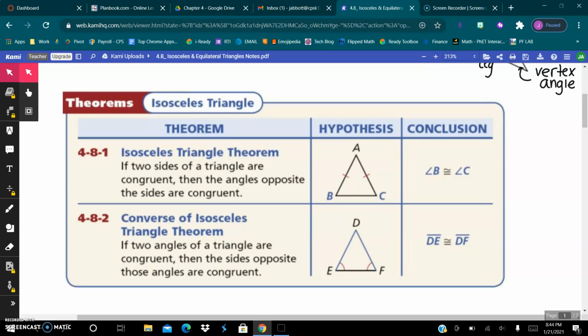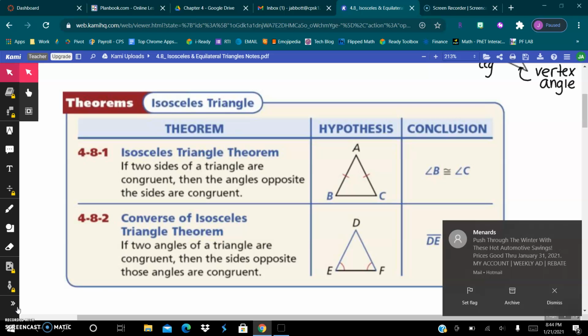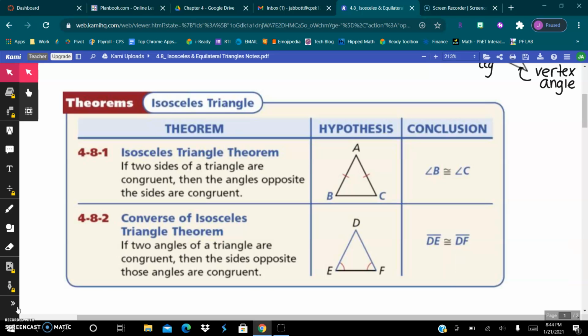And then our other one is the converse of the isosceles triangle theorem. If two angles of a triangle are congruent, then the sides opposite of those angles are congruent. So it's basically going backwards. If you know the sides are congruent, then the angles are congruent. If you know the angles are congruent, then the sides are congruent. So they're showing us here in this picture that angle E is congruent to angle F. And if we know that much, then we know that segment DE and segment DF, so those two legs, are congruent.